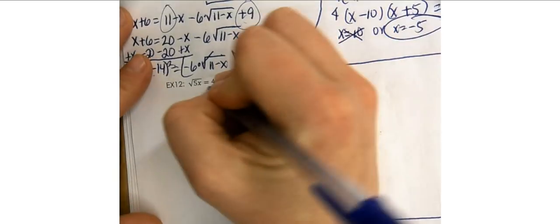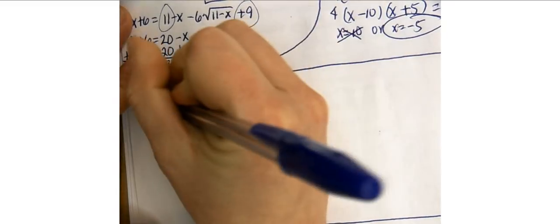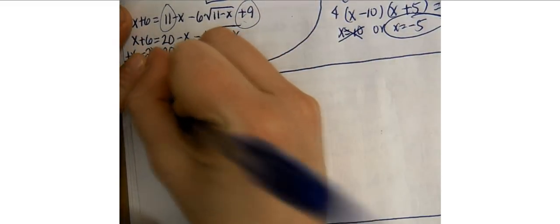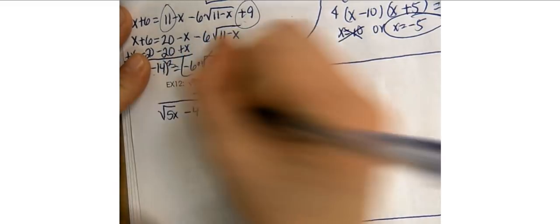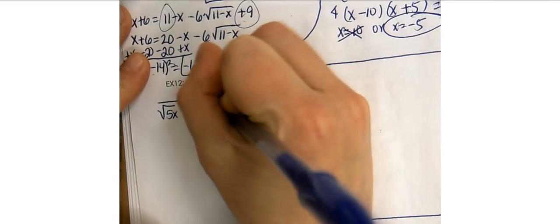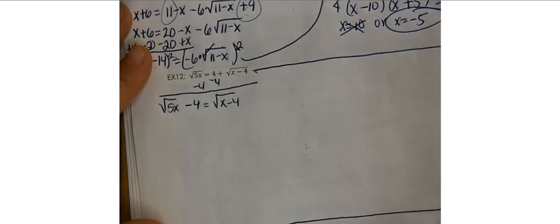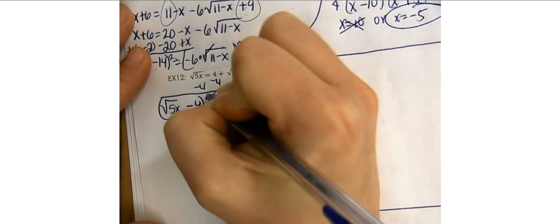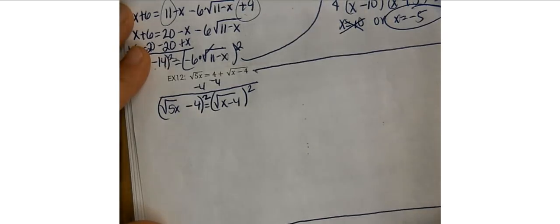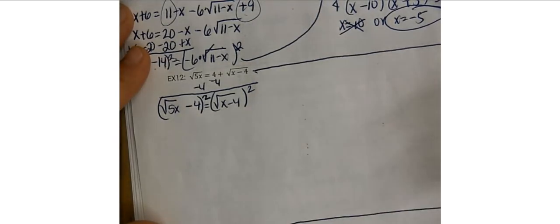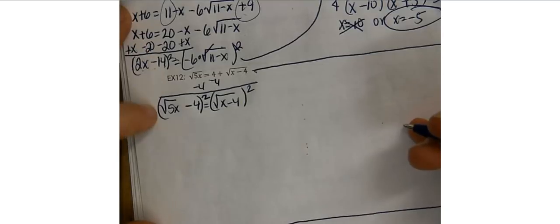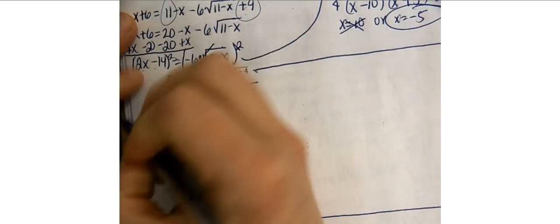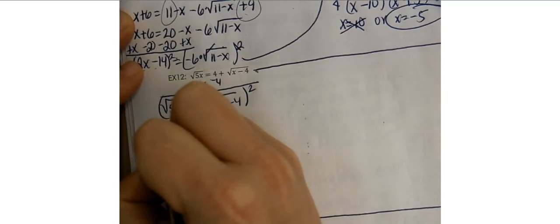So I'm going to start off by subtracting 4 on both sides. And I end up with the square root of 5x minus 4 is equal to the square root of x minus 4. I'm going to square both entire sides, and I'm going to use that perfect square trinomial pattern. So what that means is that I'm going to take my first term and I'm going to square it. So that's going to be the square root of 5x squared.